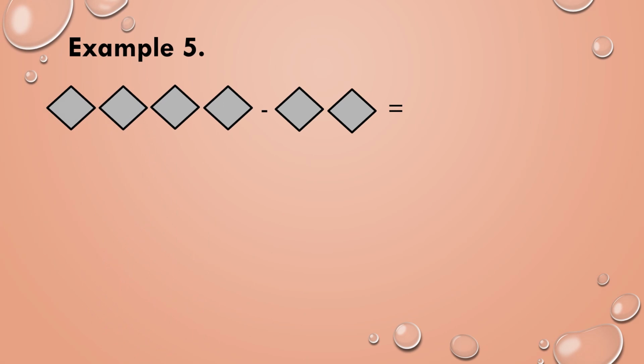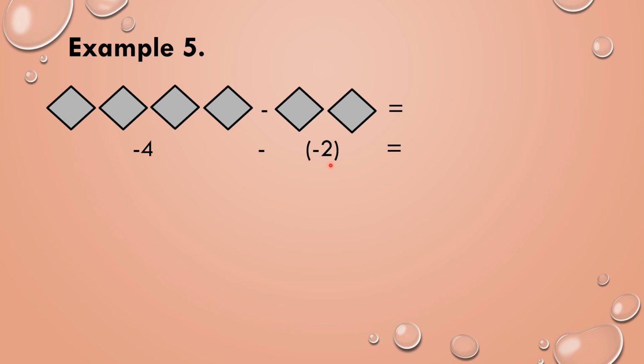Let's have another example. Example number 5. So, meron tayo ditong 4 gray diamonds minus 2 gray diamonds. Remember, yung gray diamonds ay nagre-represent sa negative number. So, the mathematical equation for this given figure is negative 4 minus negative 2.